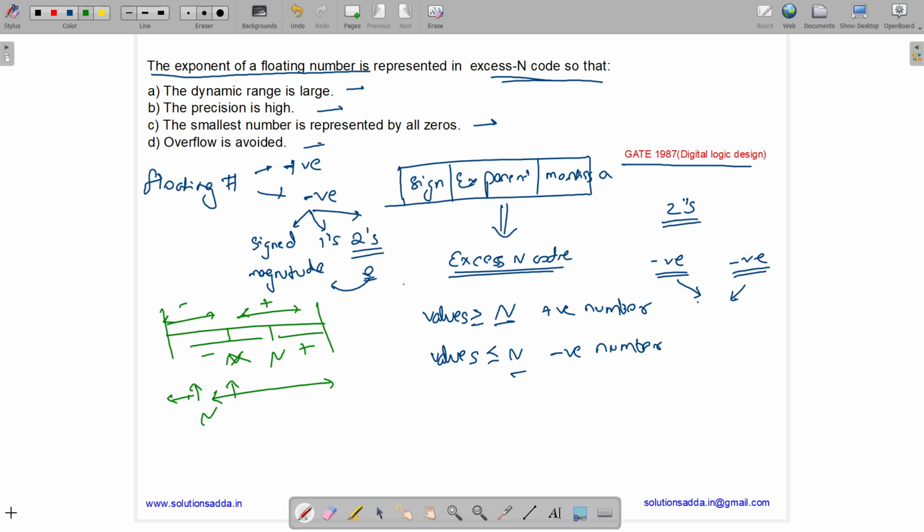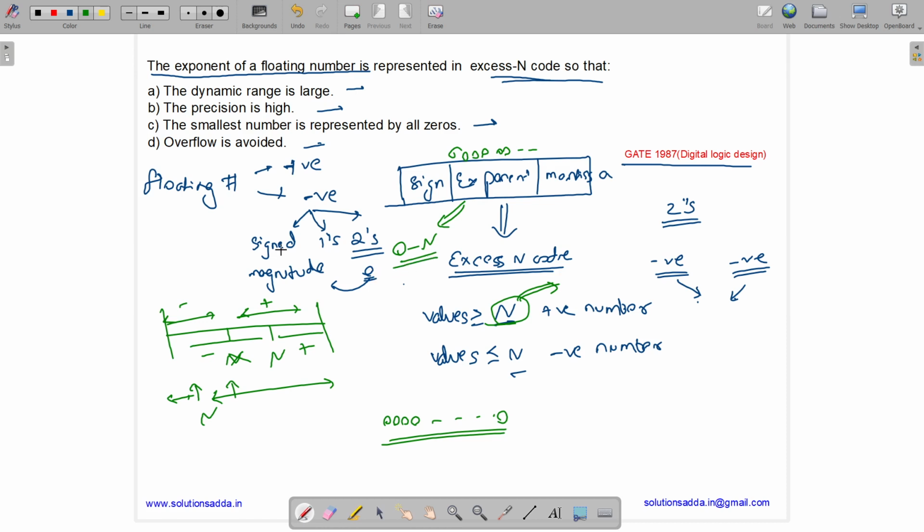If we are using excess code, then we can represent the smallest number by all zeros. The smallest number will have all zeros in the exponent field. And if we need to find the actual number which was present in the exponent, we just need to do 0 minus n.